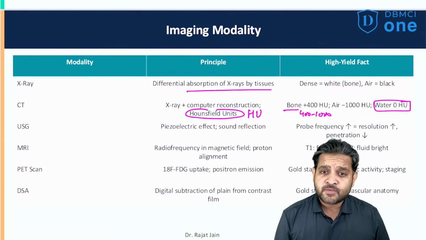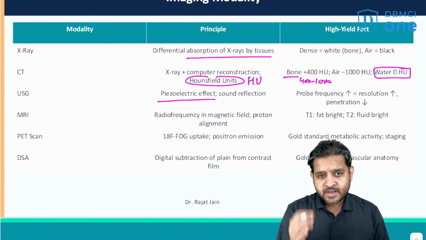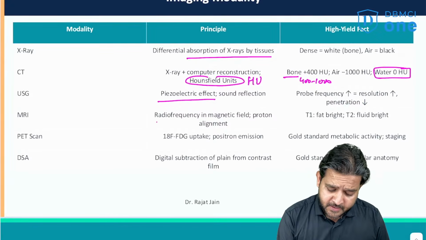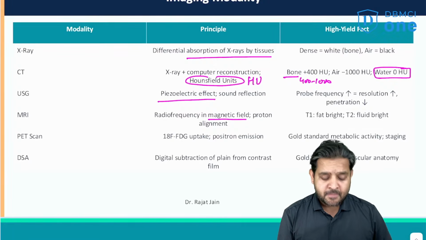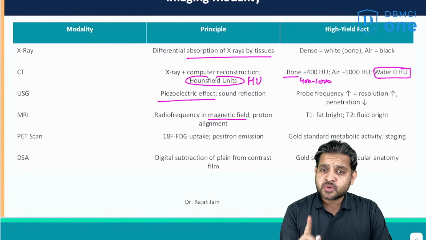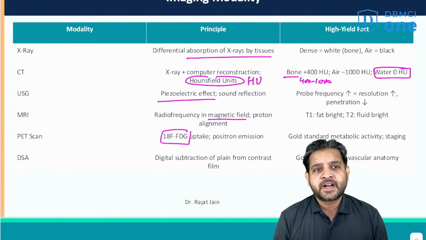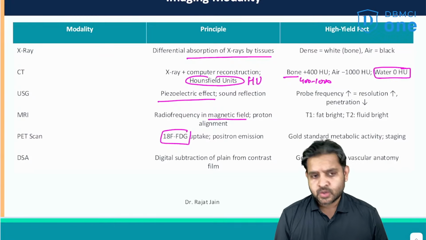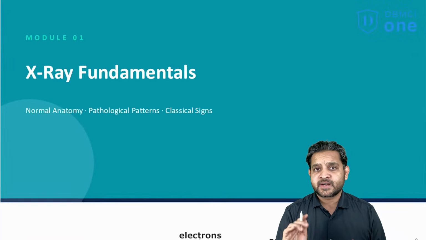Now what is the principle of ultrasound? Piezoelectric effect. What is the principle of MRI? Magnetic field. Magnetic field is the principle of MR. In PET, what is the most important thing that we need to remember? 18 FDG, right? 18 fluorodeoxyglucose, right?